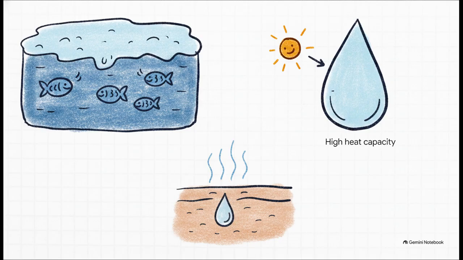Second, it acts as a massive biological thermostat, regulating temperatures in our bodies and across the entire globe. And third, it takes a huge amount of heat to vaporize it, making sweating an incredibly effective way to cool you down and keep your internal systems humming along.